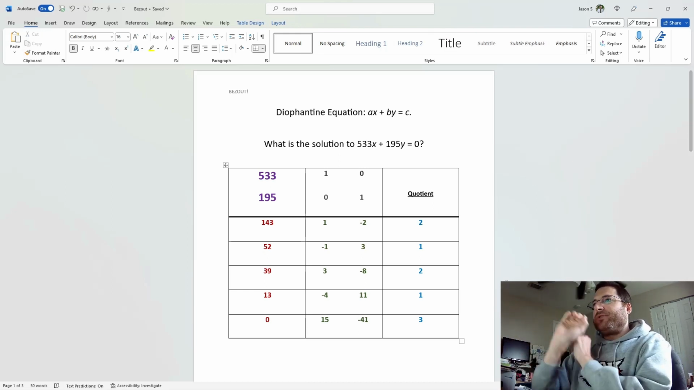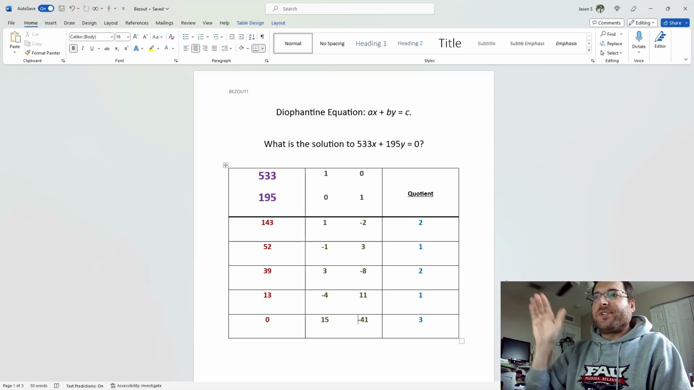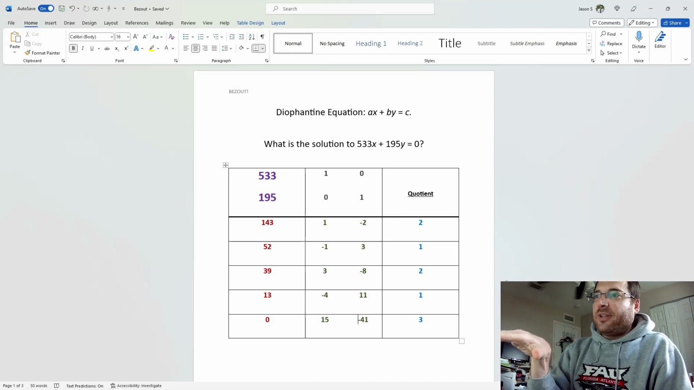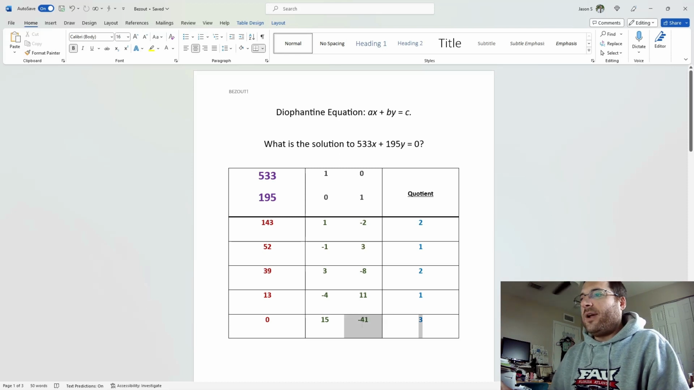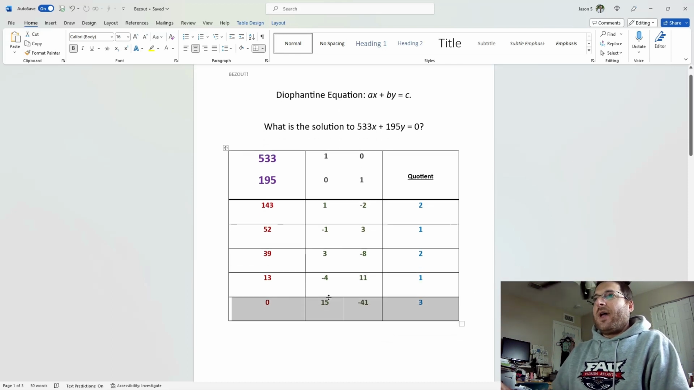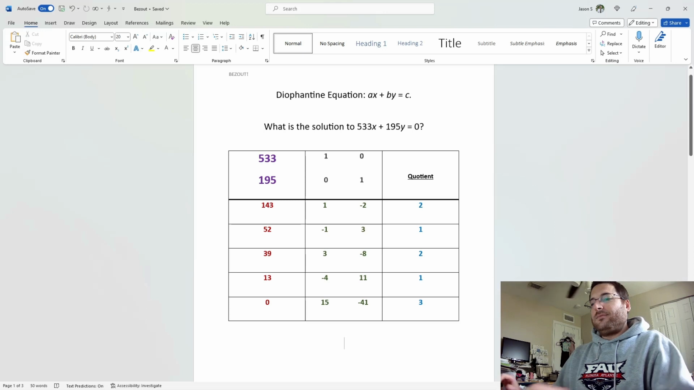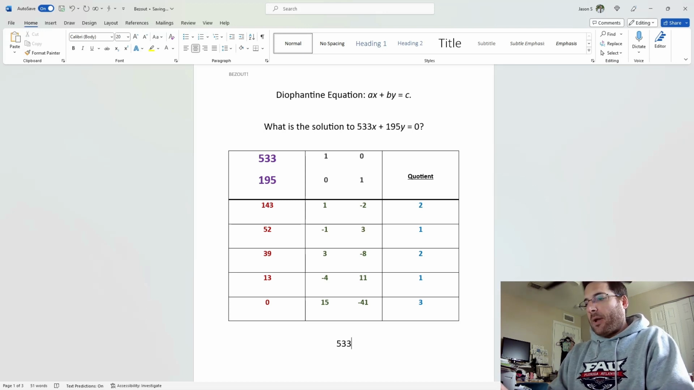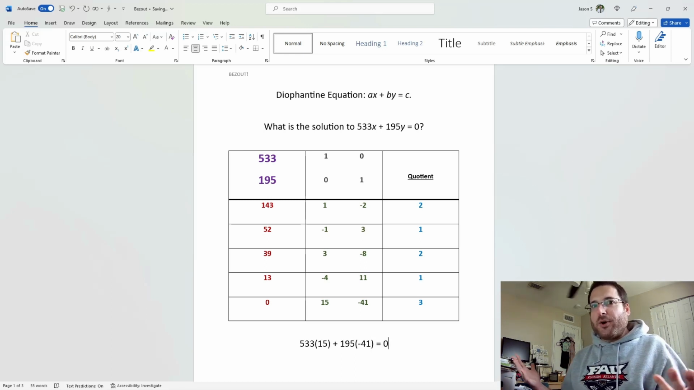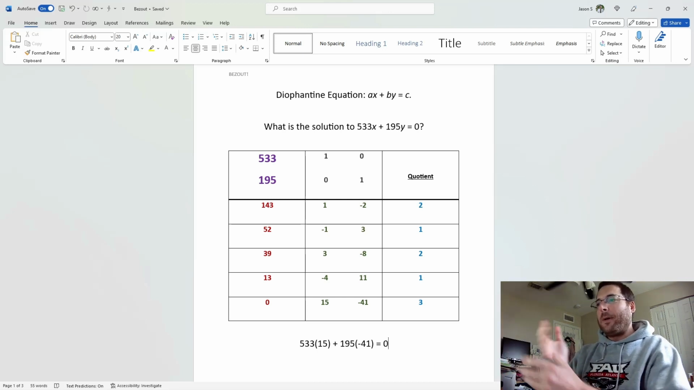We have finished Bezout's identity. We can now solve this equation. How? By looking at the last row right here. Okay? This is telling us that 533 times 15 plus 195 times negative 41 is going to equal 0. Right? So 533 times 15 plus 195 times negative 41 equals 0. And this is true because we did this 100% correctly.